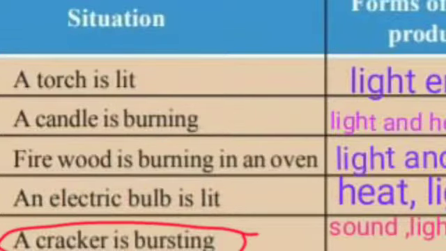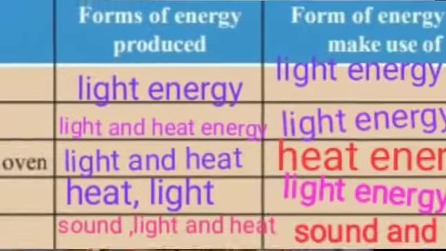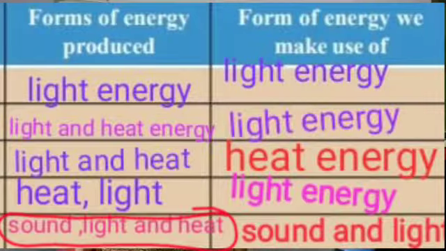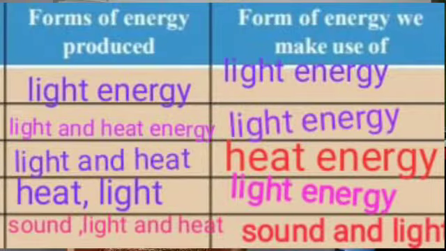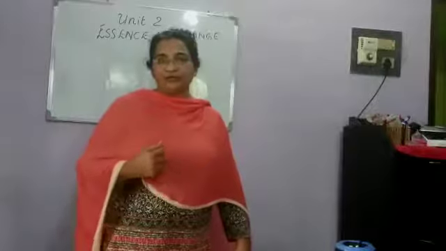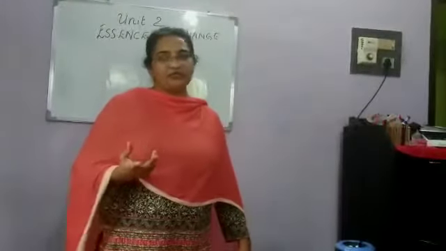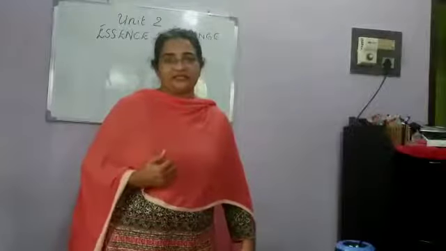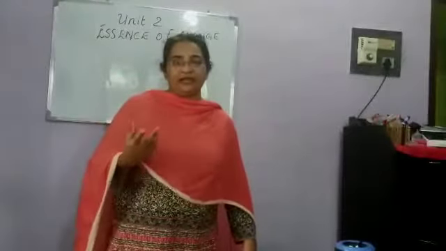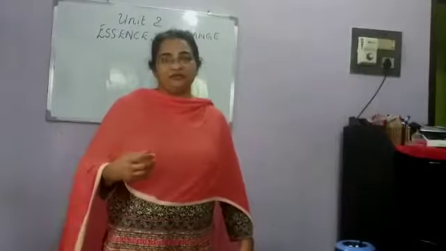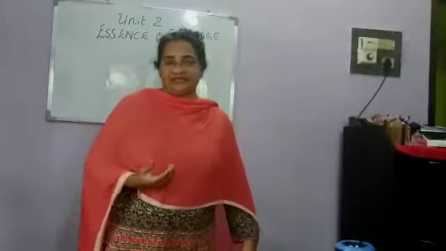What are the different types of energy produced there? Light energy, sound energy and heat energy. So what is the energy which we use in that case? Yes, we use light energy and sound energy. Do we use heat energy? No, because if you go very close to the cracker you will get burned and it is very dangerous, isn't it? So why do we break a cracker? To hear the sound and to see the light, isn't it?